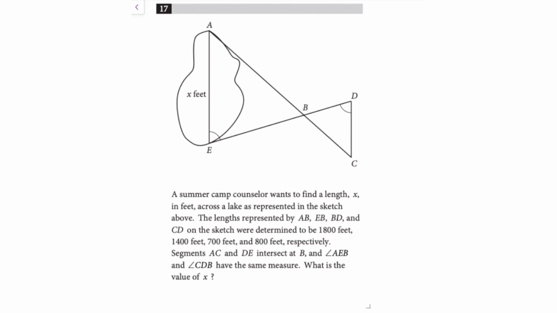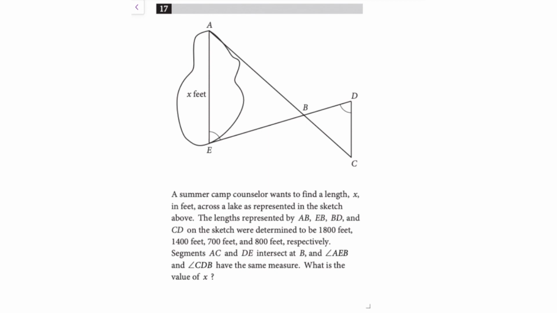17. A summer camp counselor wants to find a length x in feet across a lake as represented in the sketch above. The lengths represented by AB, EB, BD, and CD on the sketch were determined to be 1,800 feet, 1,400 feet, 700 feet, and 800 feet respectively. Segments AC and DC intersect at B, and angle AEB and CDB have the same measure. What is the value of x?